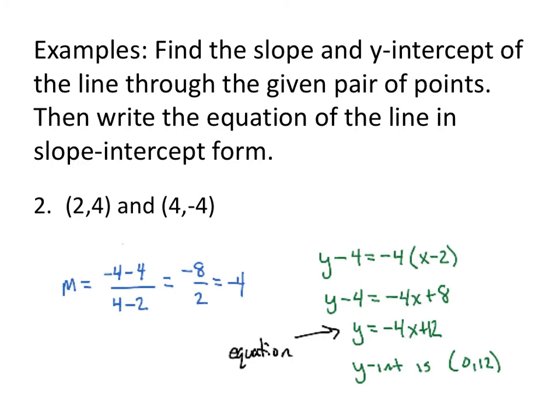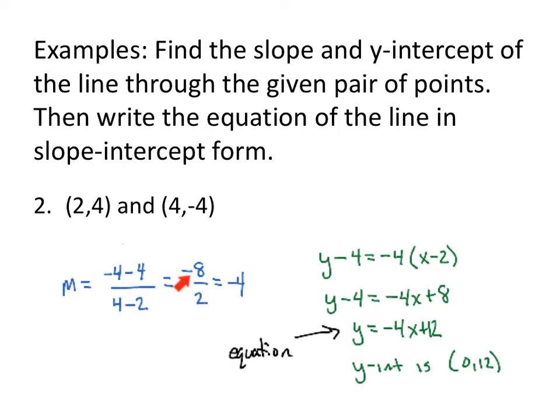Same thing. Now we're given two different points, (2, 4) and (4, -4). First step, still going to be find the slope. So I take negative 4 and I subtract 4 in the numerator. And then I start with the second point again. I take my 4 and subtract 2, my x values in the denominator.